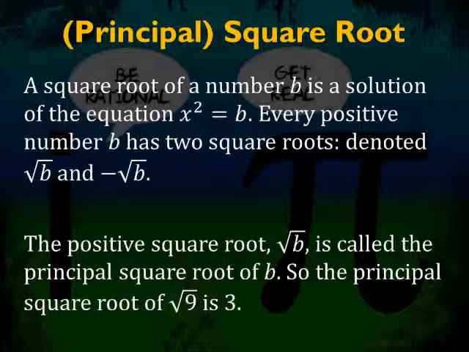So if you have a positive number b, you've got two square roots, the square root of b and the negative square root of b. Now the positive square root, radical b, is called the principal square root of b. So if I ask you the principal square root of radical 9, well, the answer is 3.